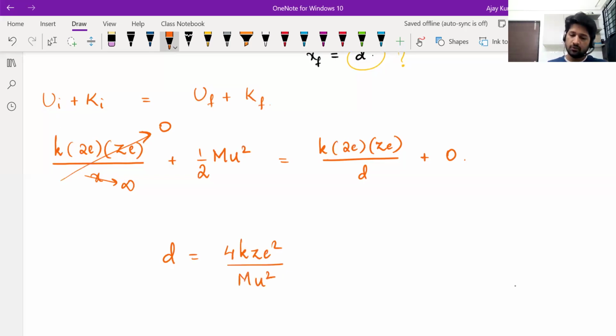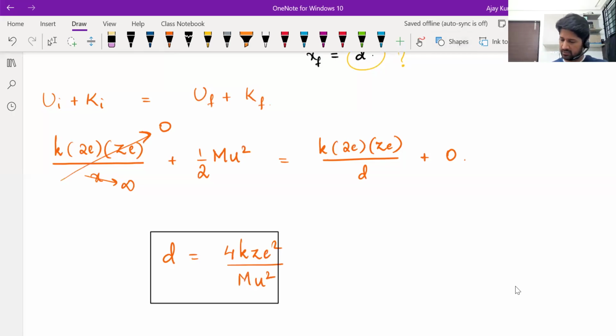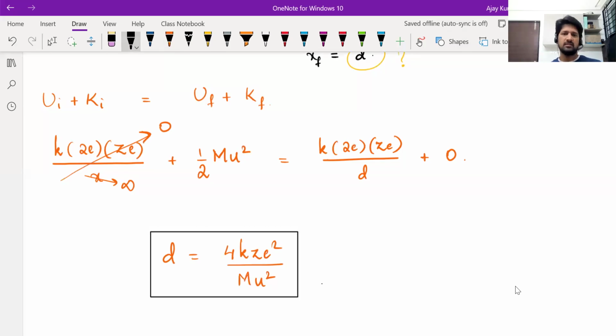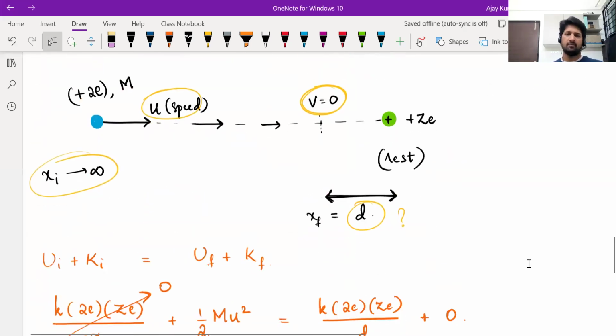So if you know the speed with which the alpha particle is projected exactly towards the nucleus, straight towards the nucleus, this is the shortest distance it gets to. The closest it gets to the nucleus. Simple energy conservation is what we use. But there are many different ways of asking you this question. Here, I gave you the speed of the alpha particle and asked you to find out how close it gets.